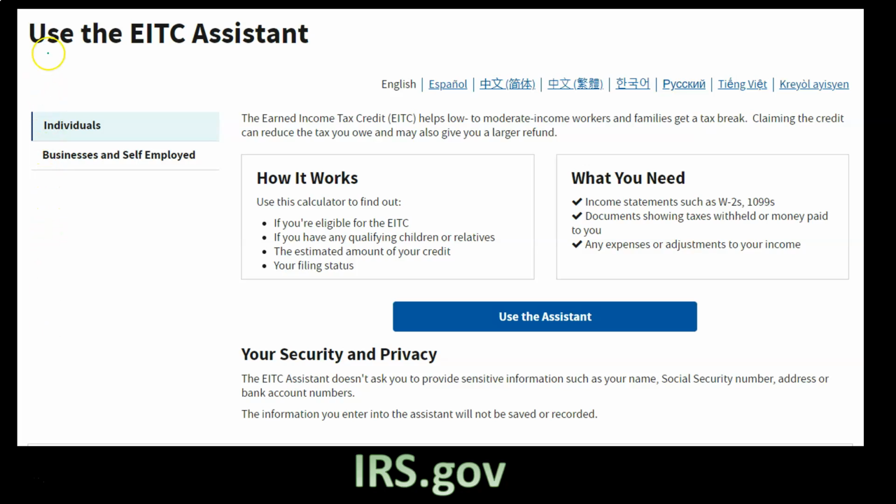So once again, you can use the EITC assistant here, and we may take a look at this in a following presentation. And this could answer some questions in like an interview type process about whether or not you qualify for the earned income tax credit. So we may take a look at that in the next presentation.